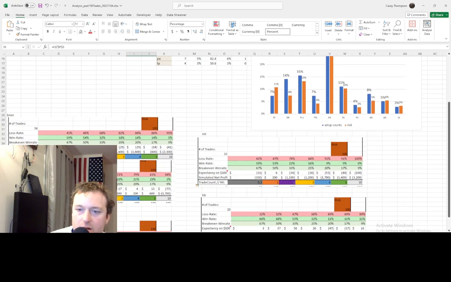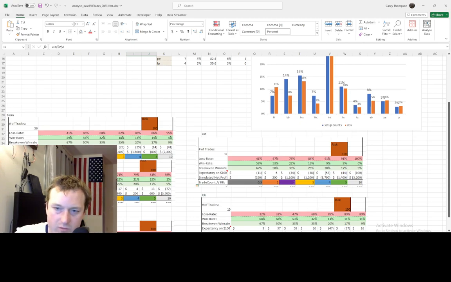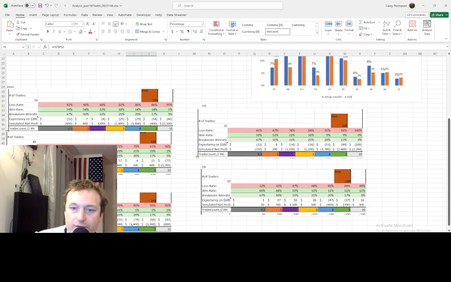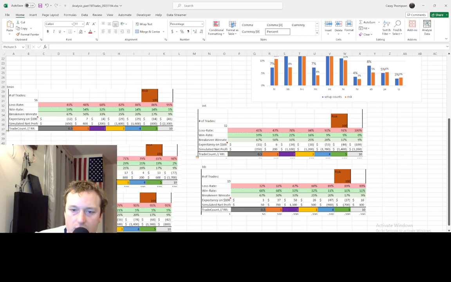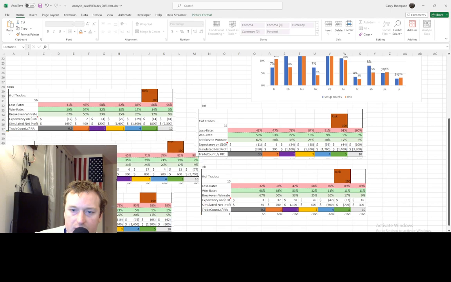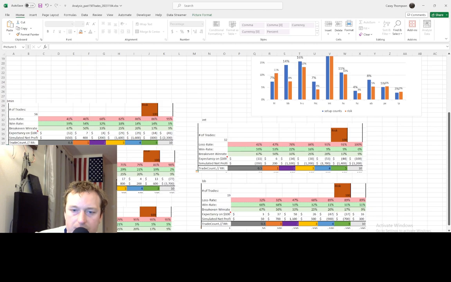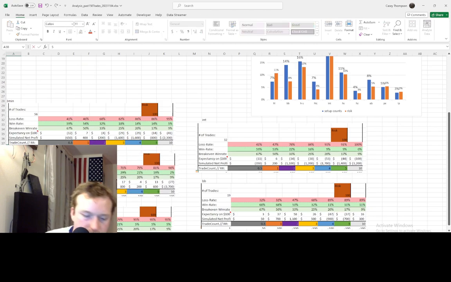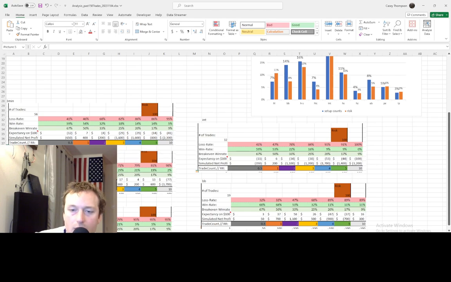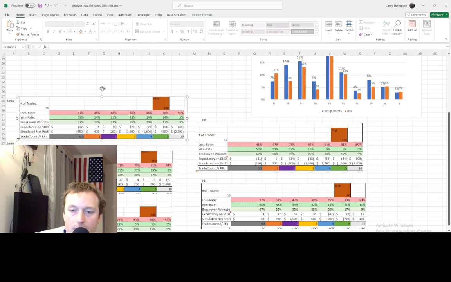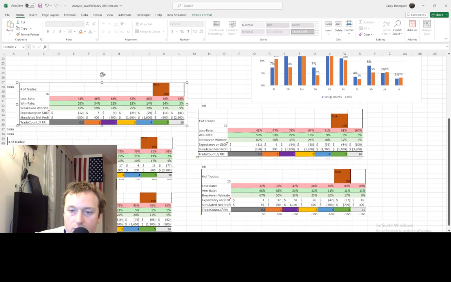The 3 minute expectancy is only profitable at a 1 to 1, barely. The 5 minute, however, that's the 5. The 5 minute, however, was really profitable all across the board. And a 1 to 1, a 2 to 1, a 3 to 1, a 4 to 1, a 5 to 1 even was all profitable.